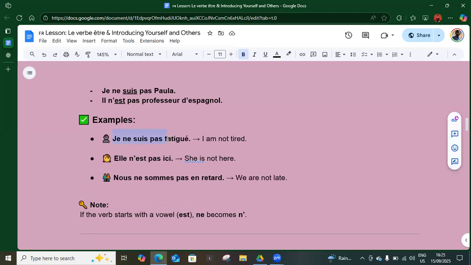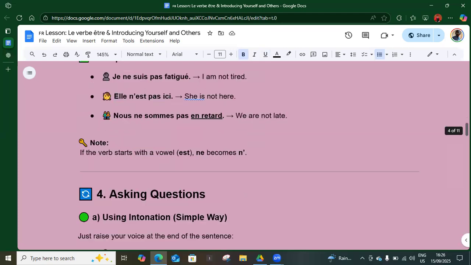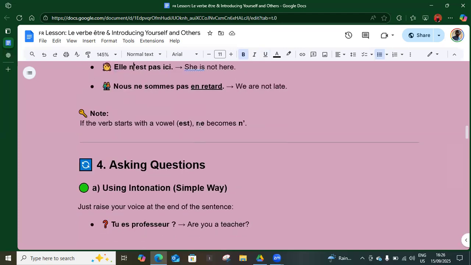Je ne suis pas fatigué. Elle n'est pas ici. Nous ne sommes pas en retard. En retard here means late. Please take notes. And you can see the verbs are, you can see the sommes here, which is the verb starting with a consonant, we have to use ne. E here is a vowel, starting with a vowel, we have to use an apostrophe. So if the verb starts with a vowel, e, ne becomes an apostrophe.